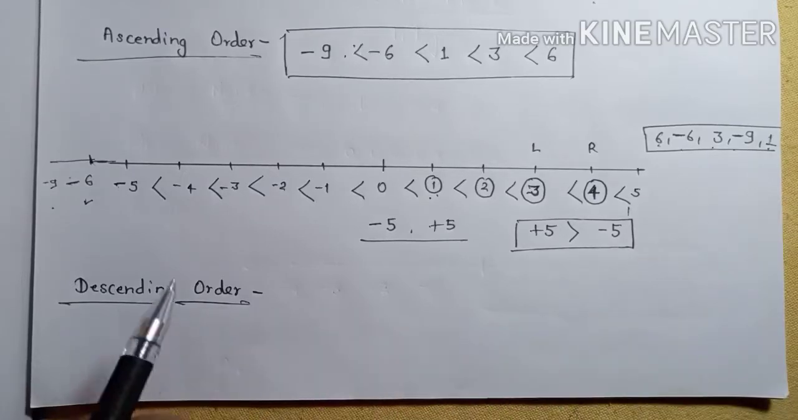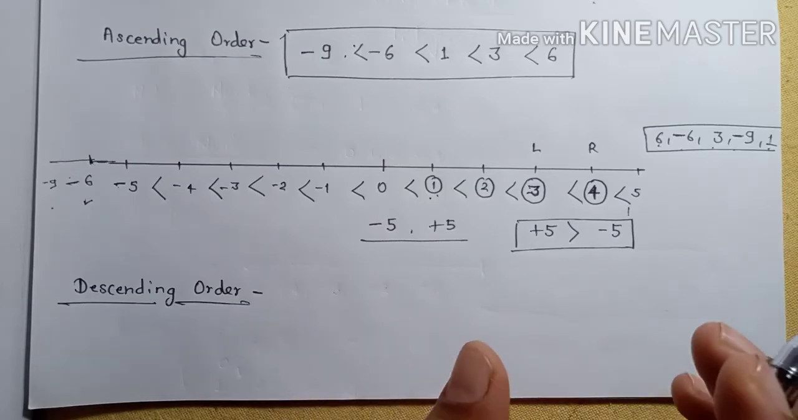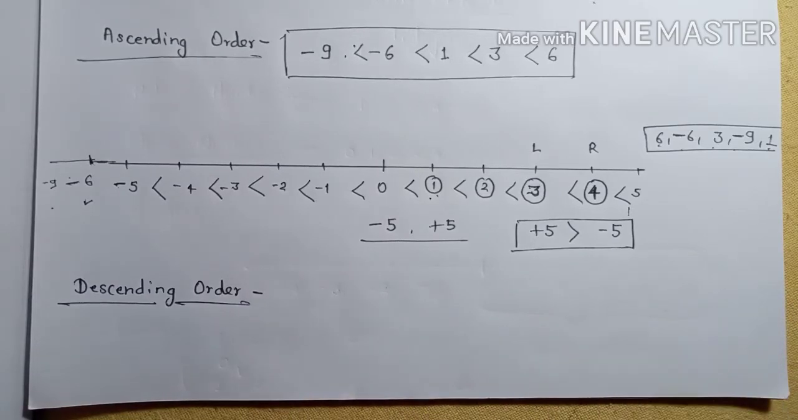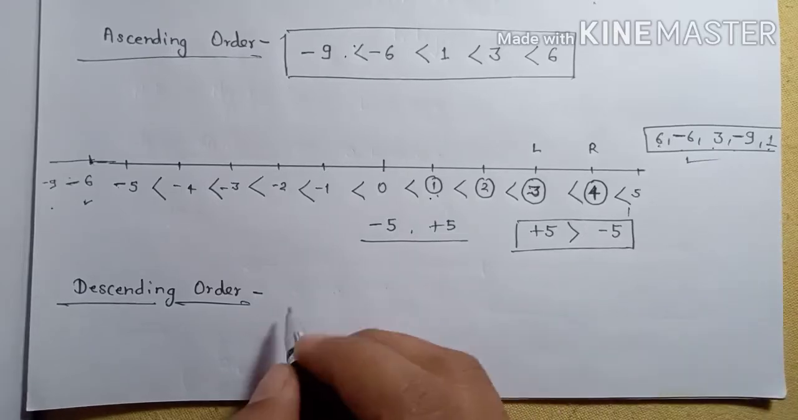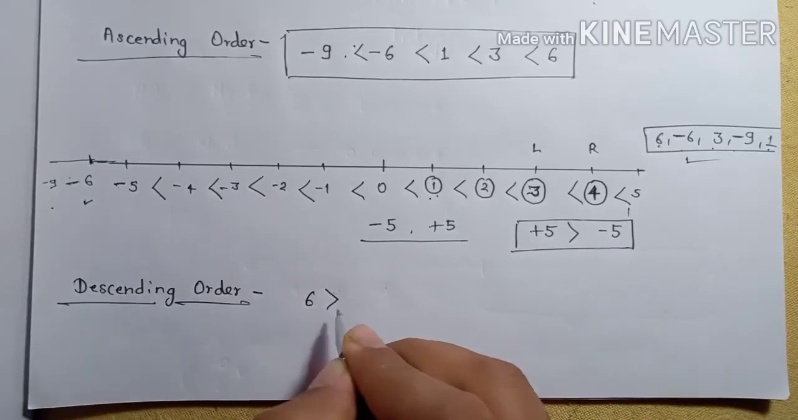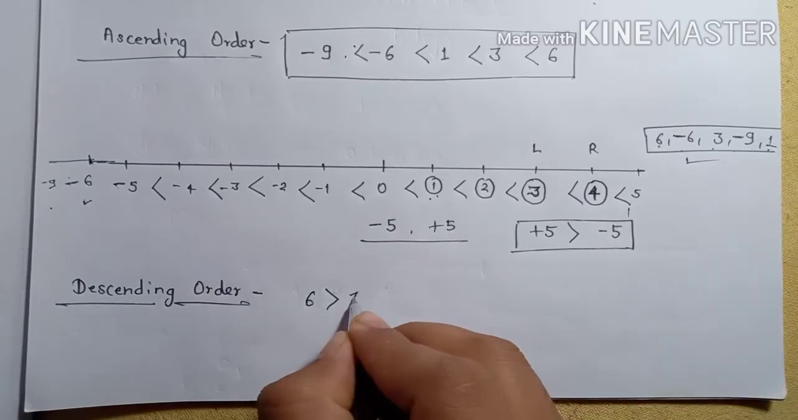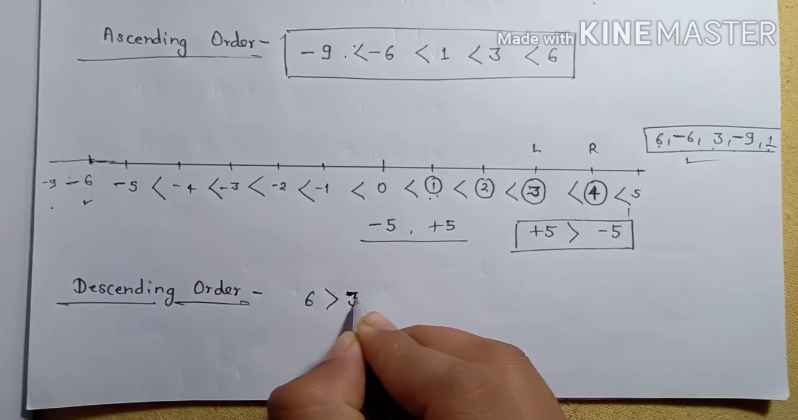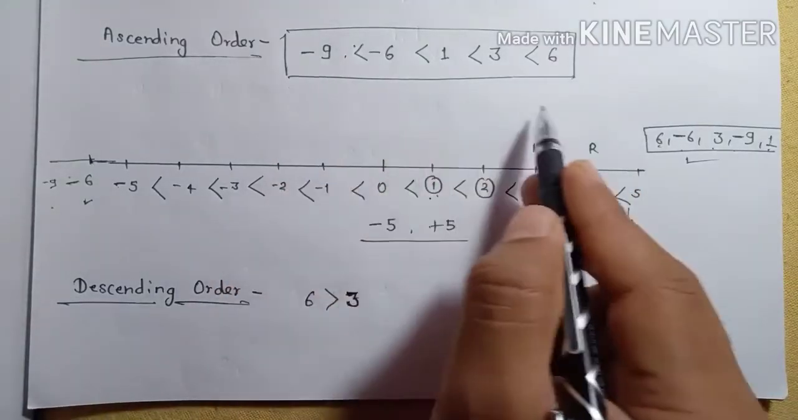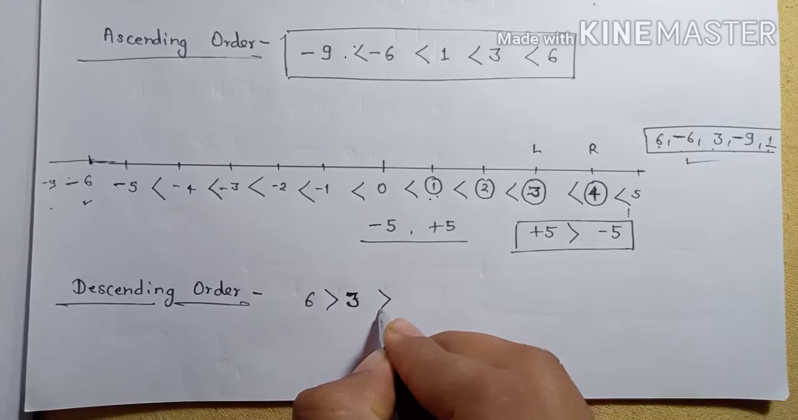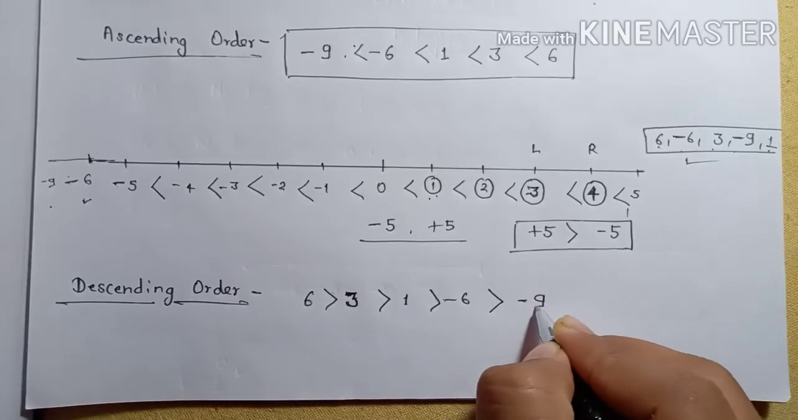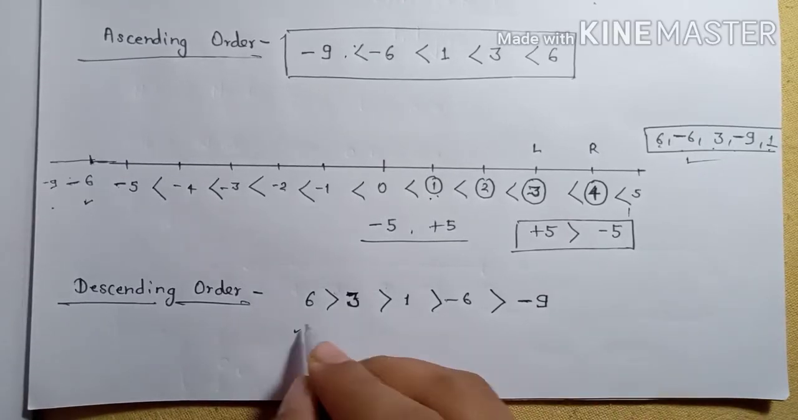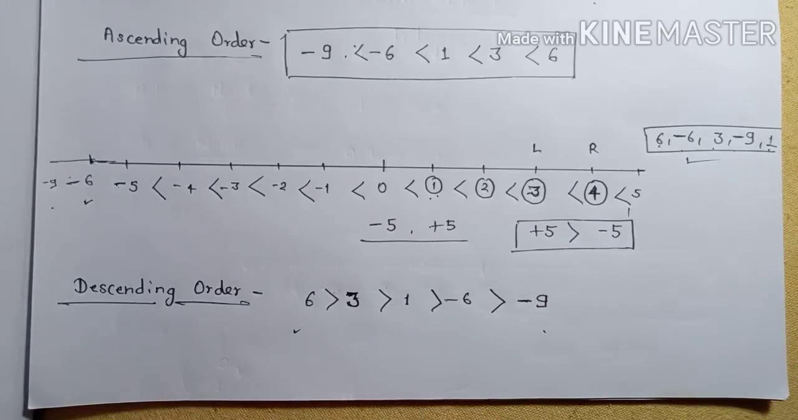By this means we can arrange them. Again, descending order of these numbers. So first you have to put the greatest number, then arrange all the numbers in decreasing order. So the greatest number here is plus 6, and here it is greater than 3. You can write the reverse order of ascending order, you know that, and then it is 1, then it is minus 6, and you know there it is minus 9, and here minus 9 is the smallest. From greater to smaller we move here for descending order.